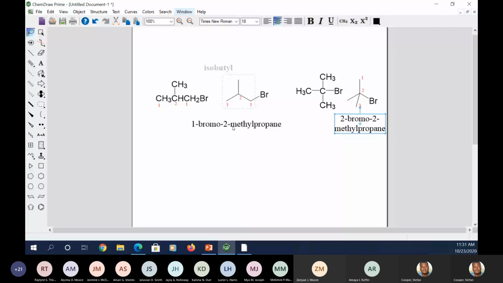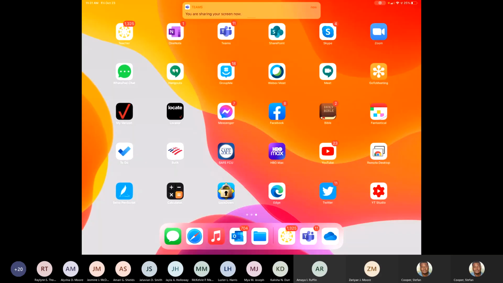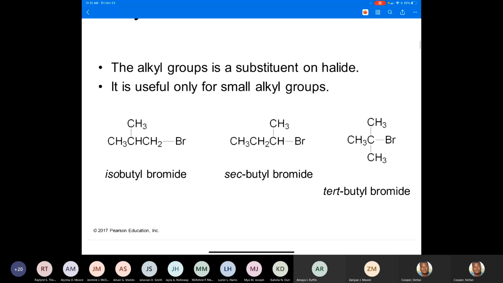Okay, any questions with those namings? No questions? All right, before we start working on the mechanism, let's do a few more here, and then we'll be ready to start some mechanisms. So I'm going to switch the screen back here to the iPad. All right, you guys can see the iPad, right?